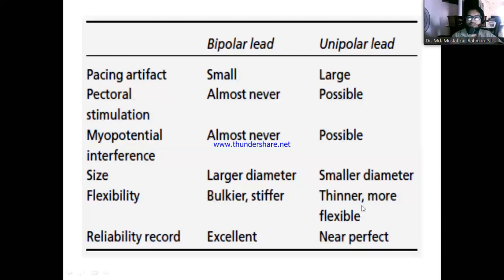Nowadays the bipolar systems are more popular. In the bipolar lead, the differences are in the pacing: in the ECG, the pacing artifacts are small in the bipolar leads and very large in the unipolar leads. Pectoral stimulation is almost never seen in the bipolar leads, but is possible with the unipolar lead. Myopotential interference is almost never seen in the bipolar lead, and the size is smaller, as I have already mentioned.